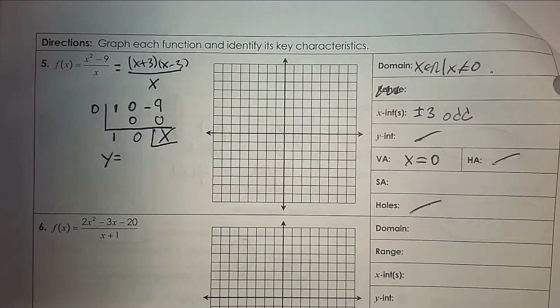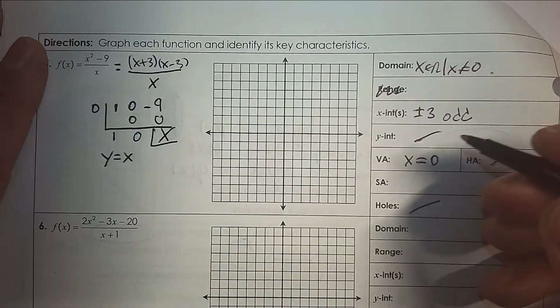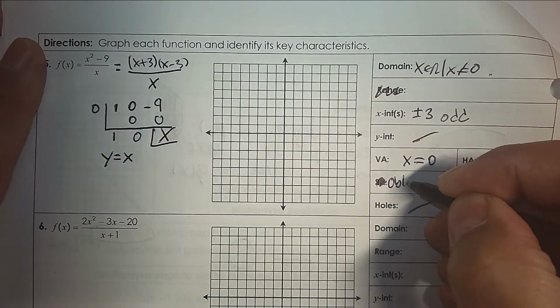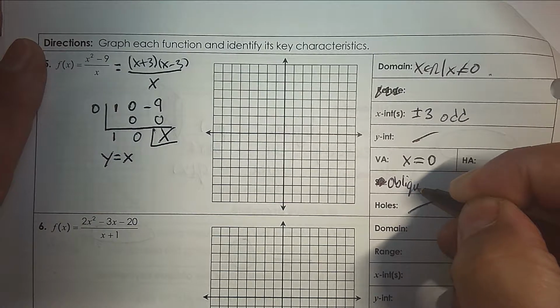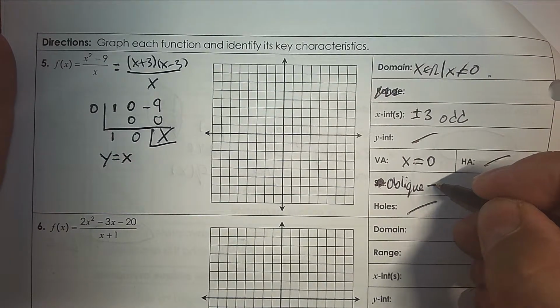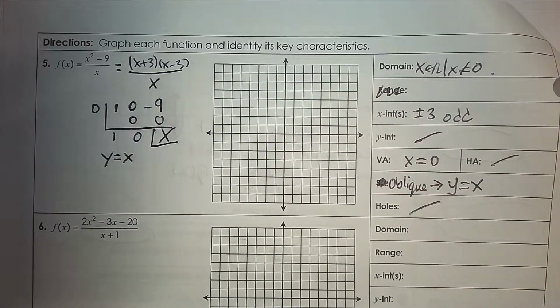What does the 1 represent? X. And the 0 is the Y-intercept, so it's just Y equals X. So SA, I'm going to put in the word oblique because it's new. SA is slanted asymptote. But we're learning a new word, oblique. So it's Y equals X is the oblique. Awesome. We're ready to graph.